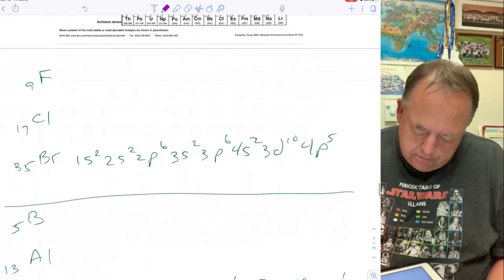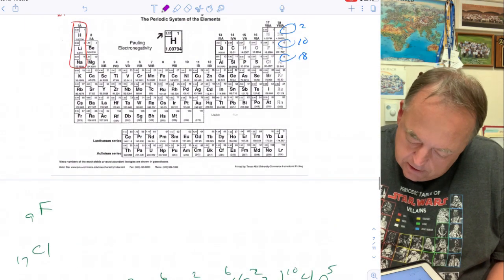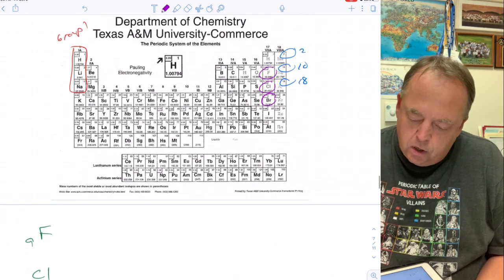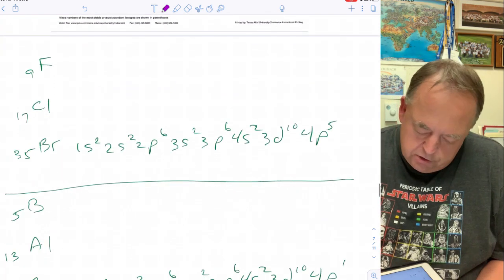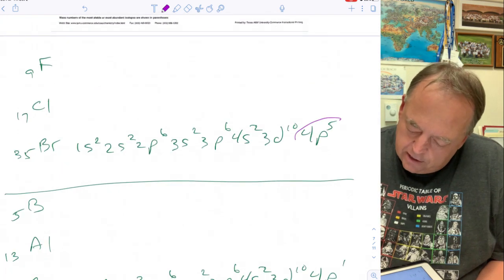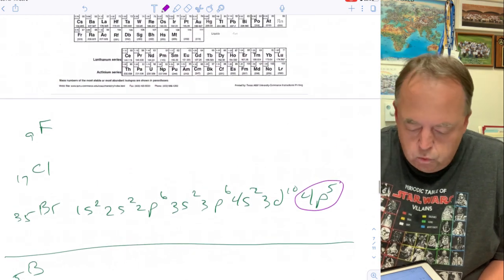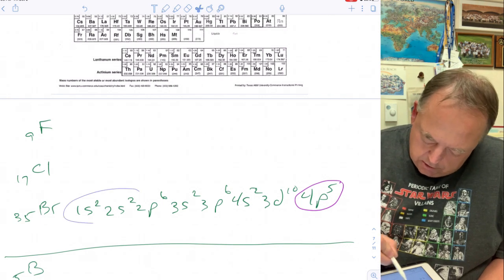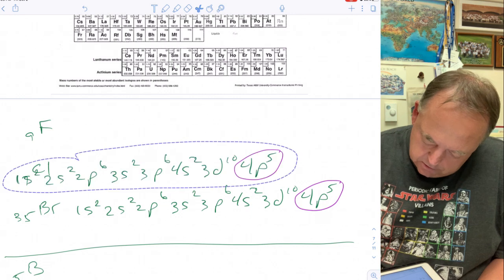Keeping that in mind, if we look at bromine, and chlorine and fluorine, what do they all have in common? They're all group 7 halogens, so they're all in the same group. If bromine ends in 4p5, then what should chlorine end in? It should end in a p5 as well, and fluorine should end in a p5. So to simplify things a little bit, let's copy that and paste this.